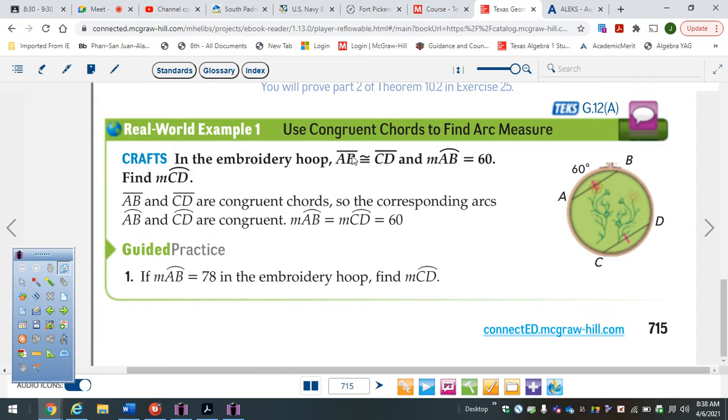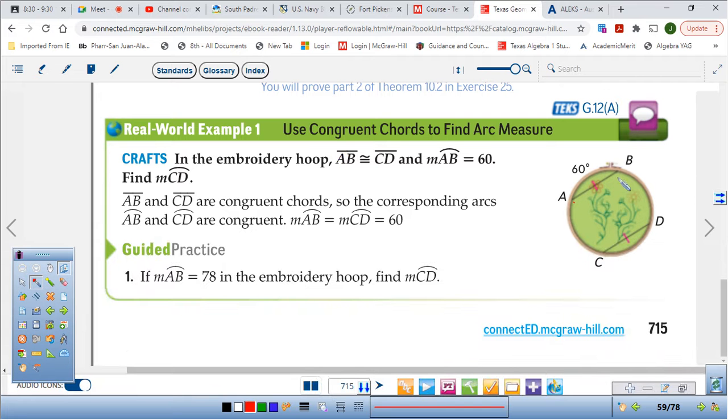So in the embroidery hoop, line segment AB, you can say that's a chord, from here to here, is congruent to line segment CD, and that's shown here with that little one line. The measure of arc AB is 60 degrees, right? Find the measure of arc CD. That's a no-brainer. Since this chord is congruent to that chord, this arc has to be 60 as well. So there it is. Going once, going twice. Anybody get lost on that one? It's too easy, I promise. It's an easy section.